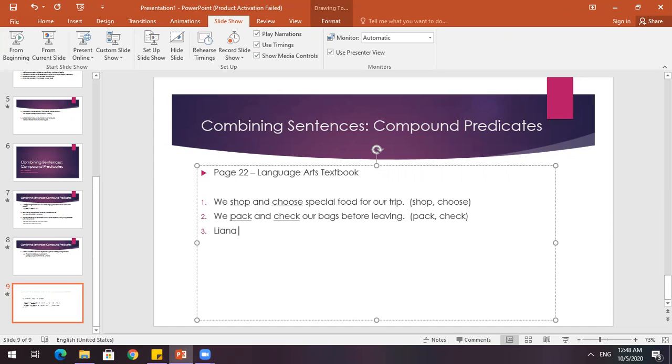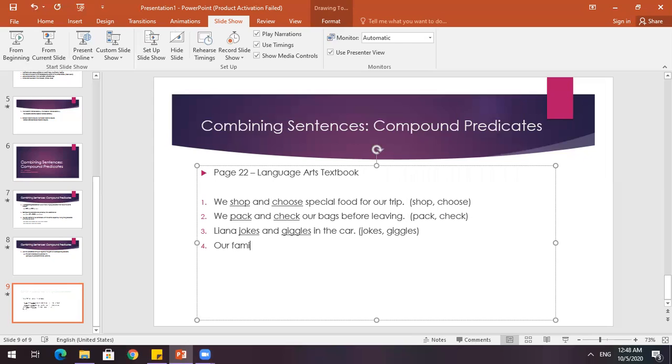Okay, next, Liana jokes and giggles in the car. All right, what is our compound predicate? Remember, guys, a compound predicate is made up of two or more simple predicates. So what are our simple predicates here? Jokes, giggles. This is our compound predicate.